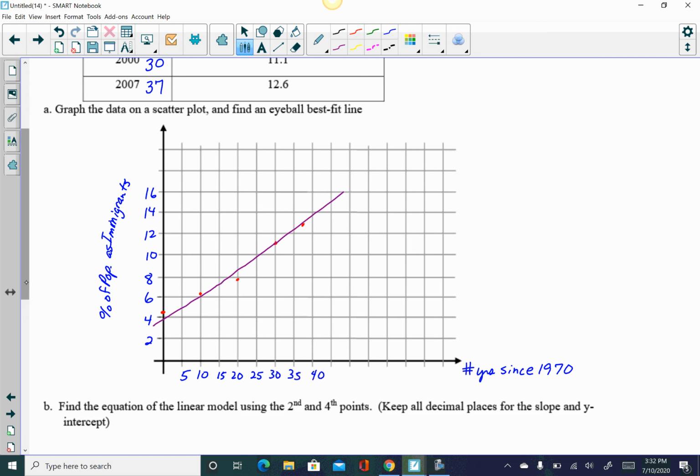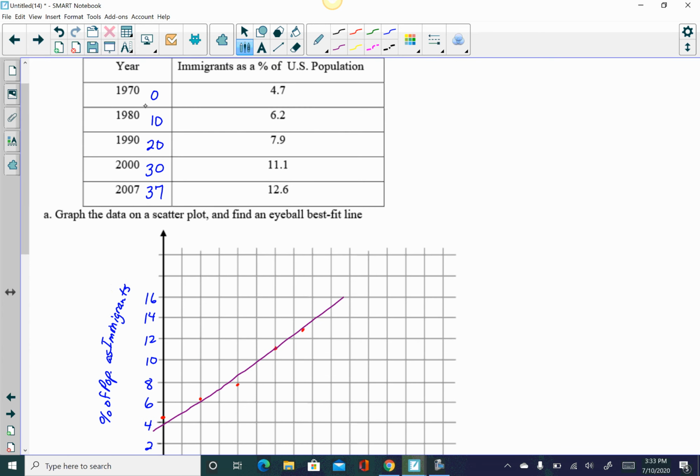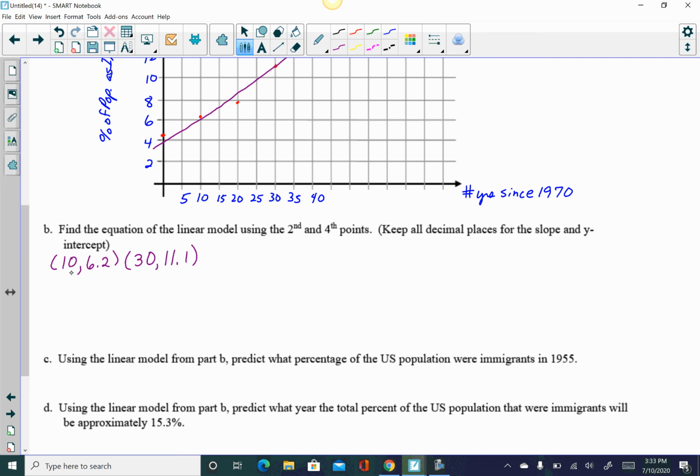Okay. Right, notice here in part B, it says find the equation of your linear model using your second and fourth points. So your second and fourth points would correspond to 10, 6.2, and 30, 11.1. I'll just go ahead and tell you, and this is what I meant by that last problem. The y-intercept is part of your data. However, I'm asking you to find a line that goes through these 2 points. So if it goes through these 2 points, it's not also going through that point, that 4.7 there.